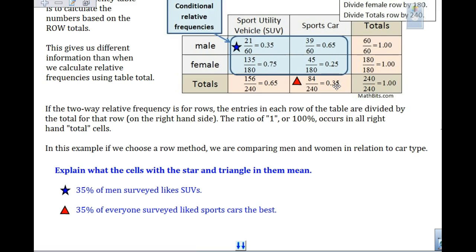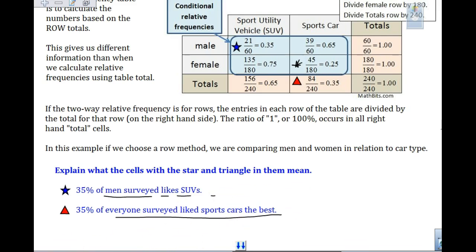Okay? And if you wanted to think of looking at other ones in this, so like if we wanted to look at this one, this would be 25% of all females said that sports cars were their favorite. If I was looking at this one, I would read this as 75% of all women said their favorite vehicle was sports utility. So how you write this part of it, of who you're talking about, is really important when we do these problems, okay?